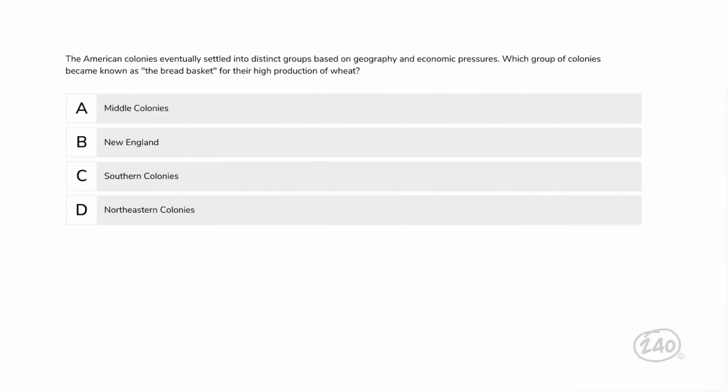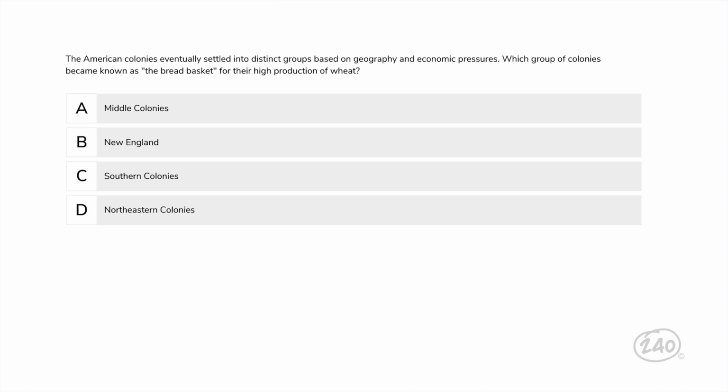Let's look at a question about American history. We discussed the Civil War earlier, but let's go back in time even further, to the colonial period. The American colonies eventually settled into distinct groups based on geography and economic pressures. Which group of colonies became known as the breadbasket for their high production of wheat?